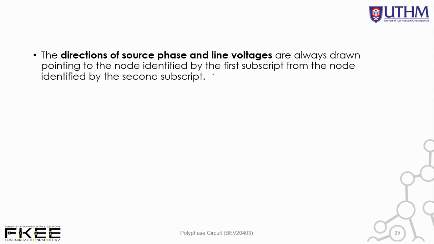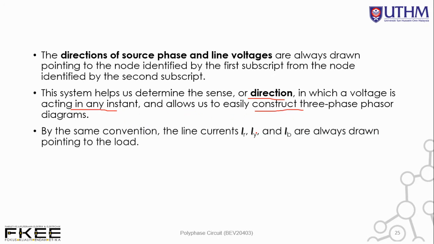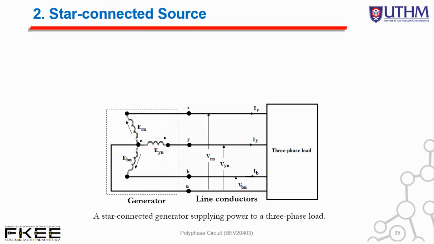The directions of source phase and line voltages are always drawn pointing to the node identified by the first subscript from the node identified by the second subscript, as I have shown earlier. This system helps us determine the direction in which a voltage is acting at any instant, and allows us to easily construct the phasor diagram. By the same convention, line currents IR, IY, IB are always drawn pointing to the load.